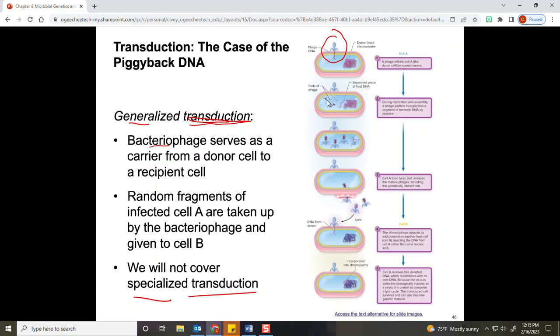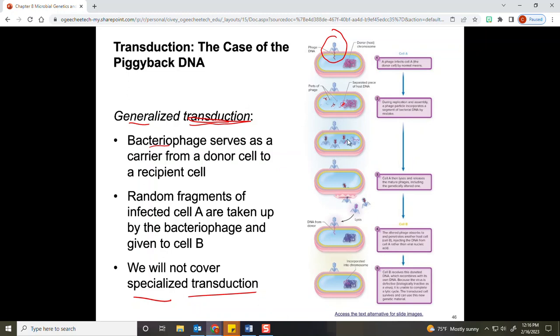So during replication and assembly of all these various newly made phage particles, it may incorporate a segment of the bacterial DNA by mistake. So now, and this is showing you a separated piece of host DNA, this is bacterial DNA, this is all viral DNA.